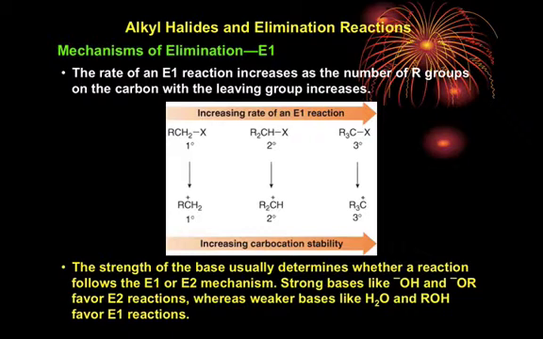Why is that? Because that's what the Hammond postulate tells us, right? The transition state is going to look more like that carbocation, right? So if I have a more stable carbocation, that means it's lower in energy. That means that the transition state is going to be lower in energy, right? So we know that the transition state for this is going to be lower in energy than the transition state for the secondary, for example, okay?